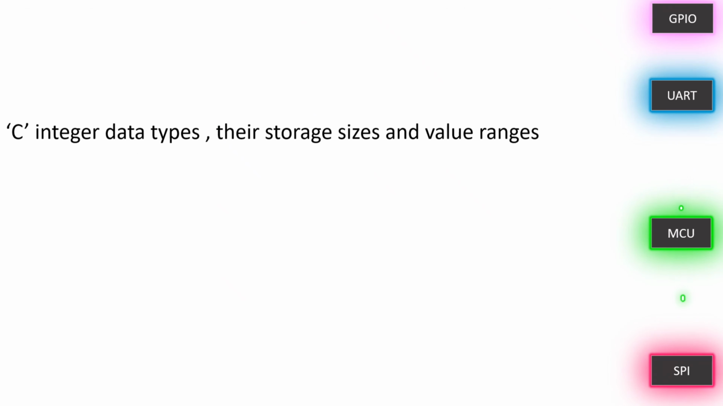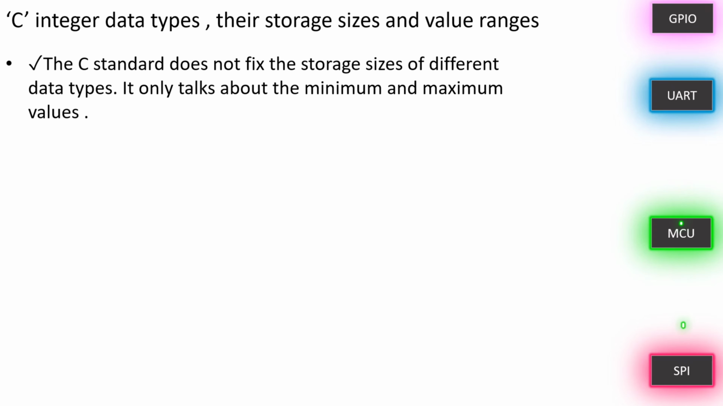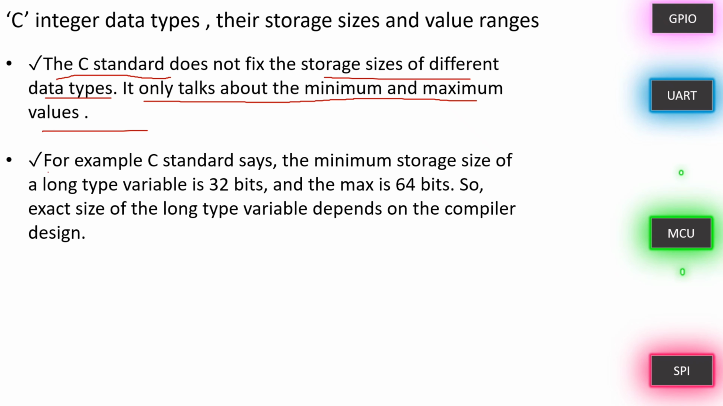C data types, their storage size and value range. The C standard does not fix the storage size of different data types. It only talks about the minimum and maximum values. Remember that this point is very important. For example, the C standard says the minimum storage size of a long type of variable is 32 bits and the max is 64 bits. So the exact size of the long type of variable depends on the compiler design.